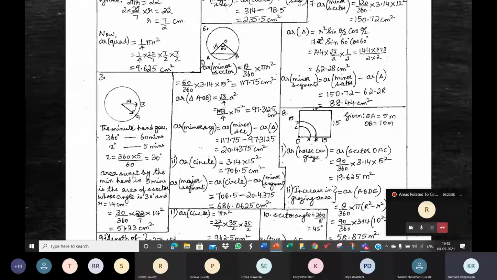What is the formula to find the area of an equilateral triangle? Root 3 by 4 side square. Root 3 by 4 into side square. And here since OA is 15, all the sides will be 15, equilateral. So all the sides OA, OB are already 15. Now AB is also 15 because equilateral. So side is 15. And the value of root 3, is it given in the question?